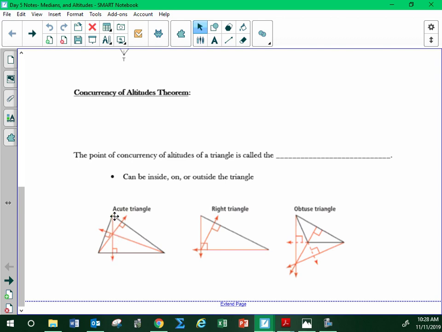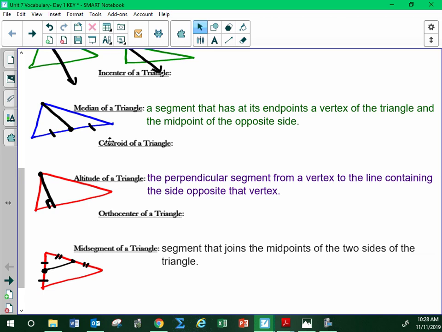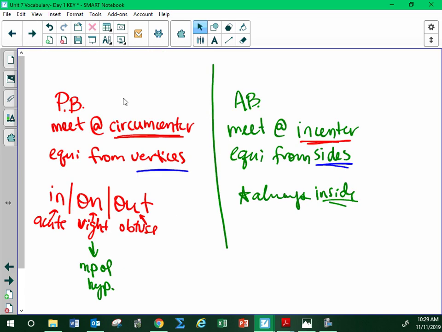This is also called the height of the triangle, but it's vertex to side opposite, so that's perpendicular here. Okay, so that is what we're focusing on today. And guess what? If we draw all of our medians, they meet at one point. We call that point the centroid. And if we draw all of our altitudes, they meet at one point, and that is called the orthocenter. So today we're going to be learning similar information, their characteristics, whether it's inside, on, or outside the triangle.